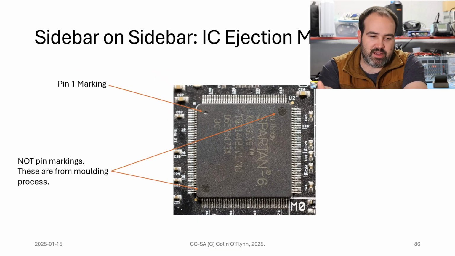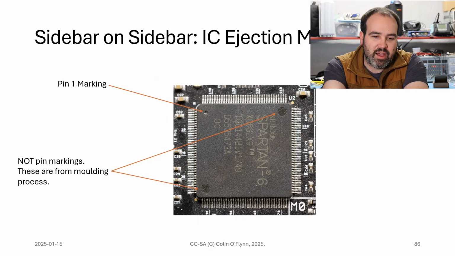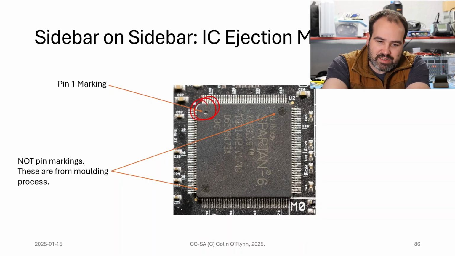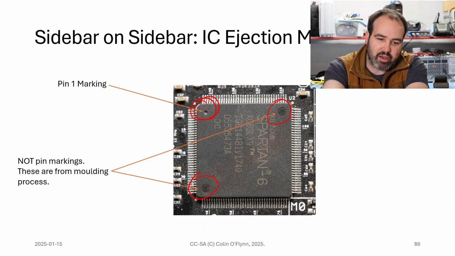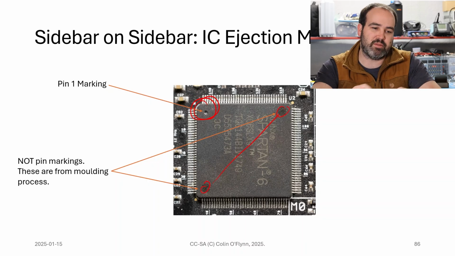Another sidebar, there's lots of sidebars on this thing. TQFP in particular packages, but other packages will have this. There's a pin 1 marking, which is this little dot. There are also IC ejector marks, which are from the die molding process. These are not pin markings. In this case, it's kind of obvious because you have these round circles and they're on opposite corners, and then there should be a more obvious pin 1.